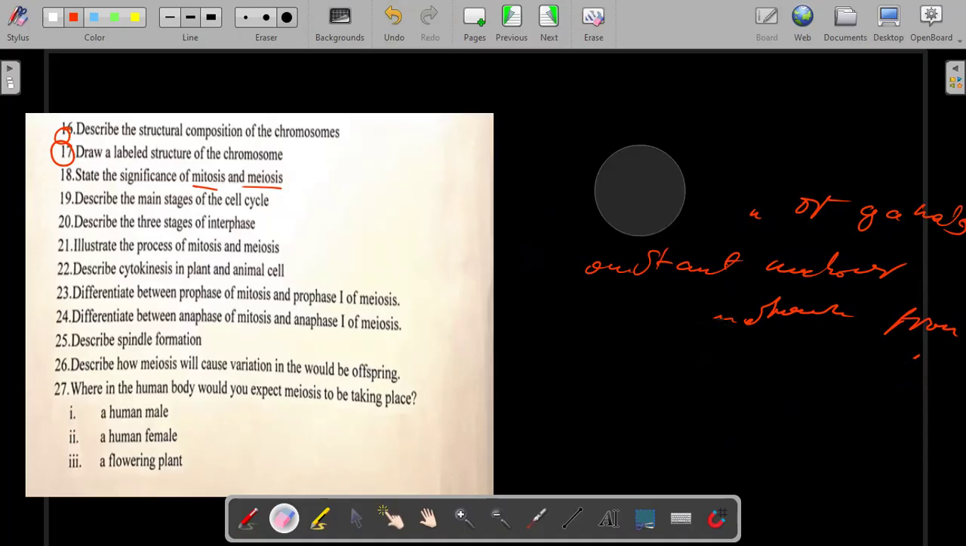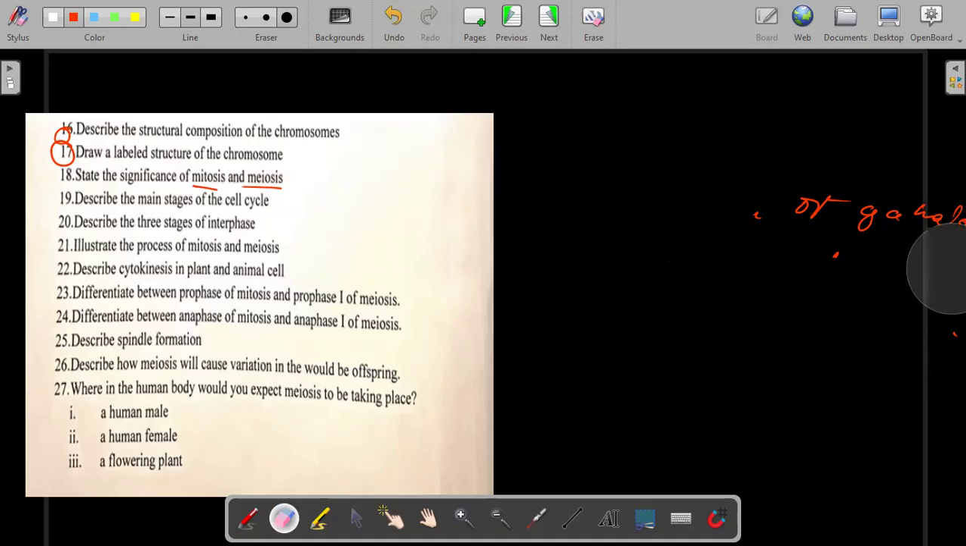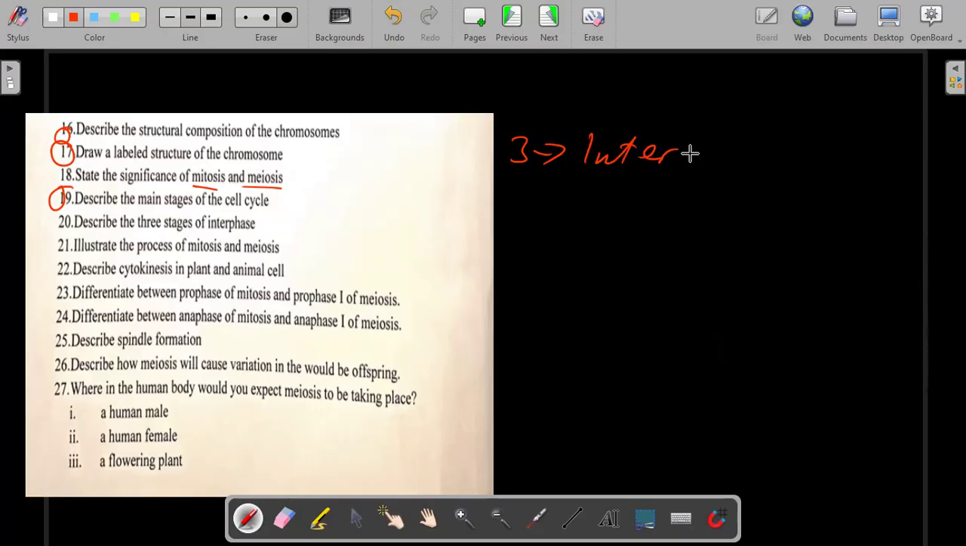Okay, so we can go to question number 19, saying describe the main stages of the cell cycle. You know that the cell cycle is made up of three phases. So we have three stages, and the first one is going to be interphase. So these are the three parts.